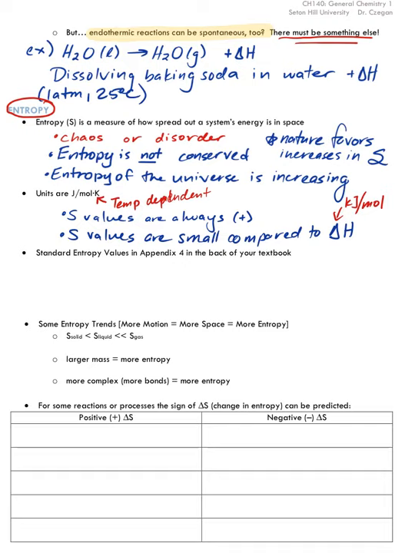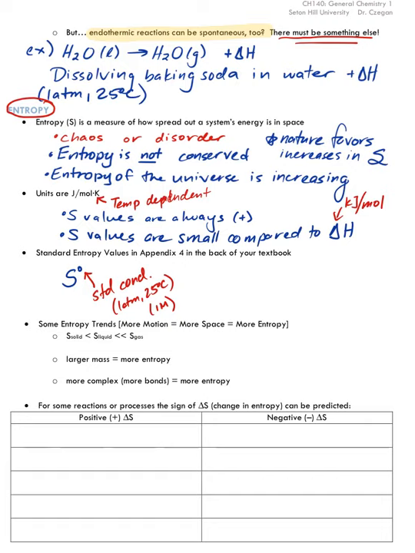Standard entropy values can be looked up in the back of your textbook in Appendix 4, just like the enthalpy values were. When we look up the standard entropy, you'll notice that it has a degree symbol next to it, and that degree symbol just specifies that we are at standard conditions, which are 1 atm, 25 degrees Celsius. If it's a solution, it's 1 molar. We're going to see a little bit later in this lecture what we can use those standard entropy values for.